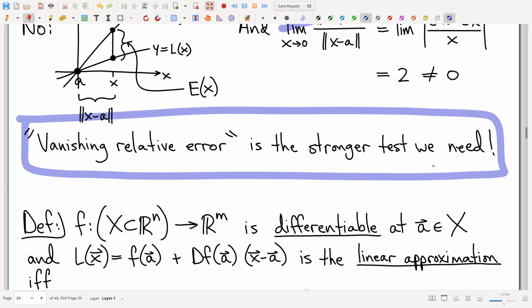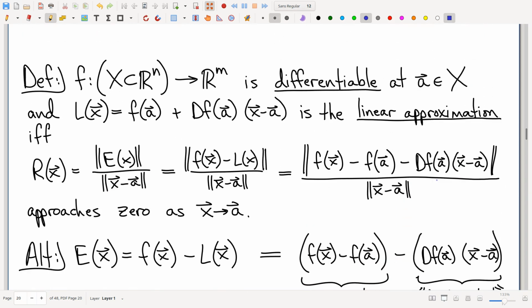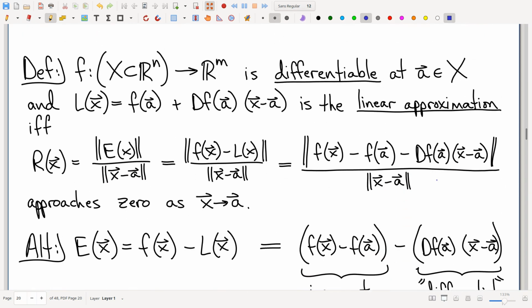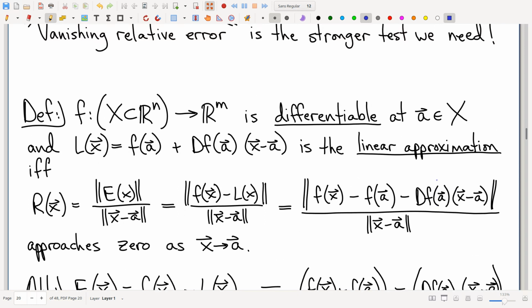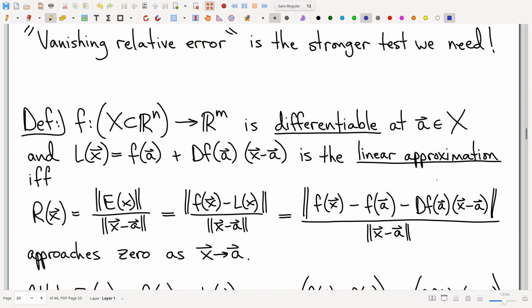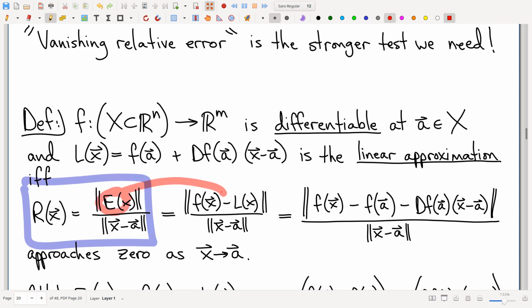Well, there are some formalities that have to get written down here. In fact, let's see. Can I keep this on? Yeah, let's do it like this. So, relative error, there it is. Don't forget that error is true value minus estimated value. Don't forget that our estimated value is the linear approximation.